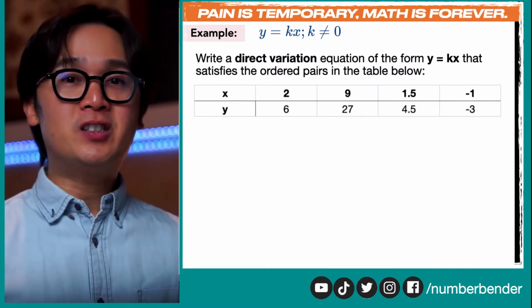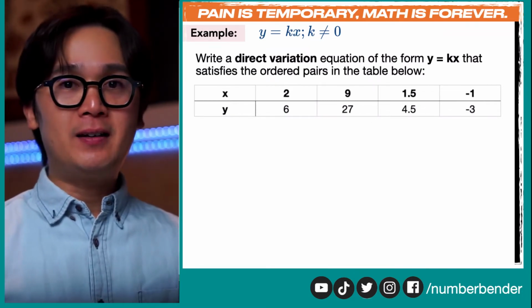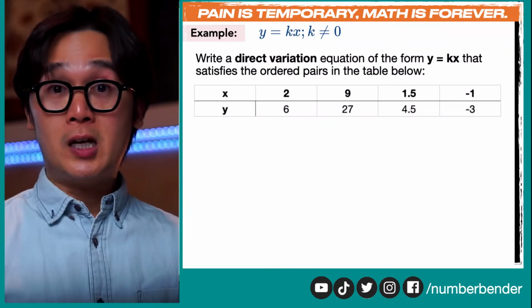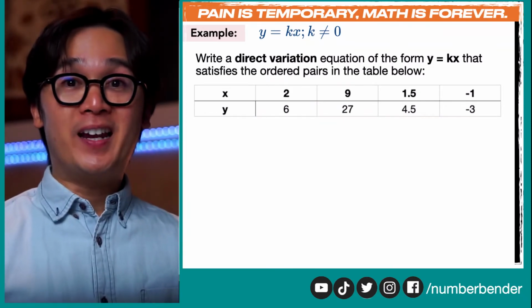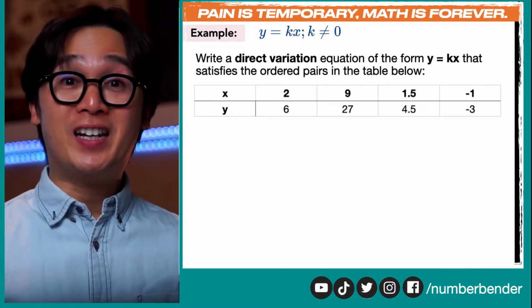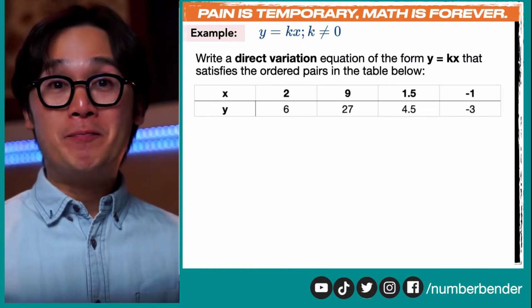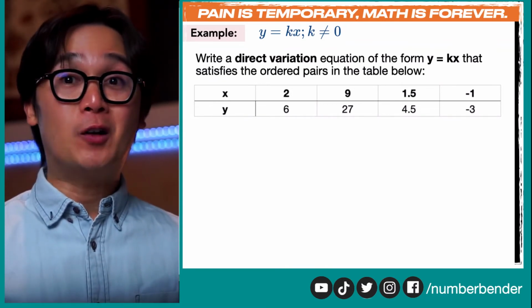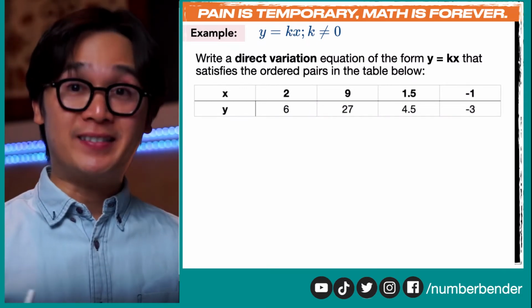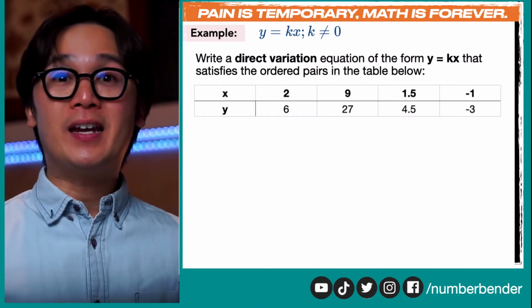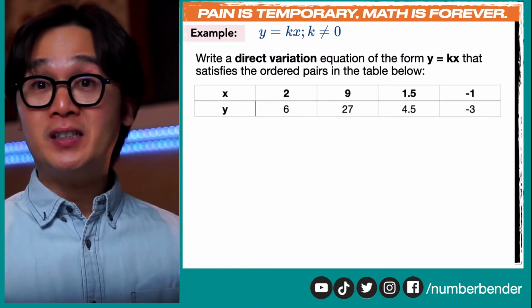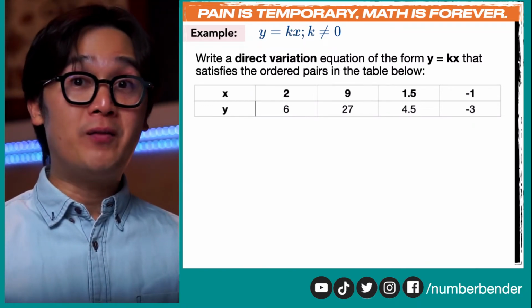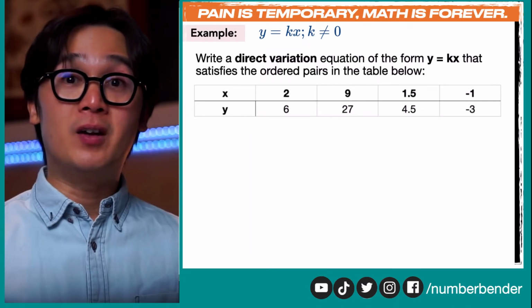And if you will notice, just like what I mentioned on the first slide, direct variation relationship, it's when your input and your output is directly affecting each other. So if your input is increasing, your output should also be increasing. So that is what's happening in our table of values. 2 is to 6, 9 is to 27, 1.5 is to 4.5, and negative 1 is to negative 3.